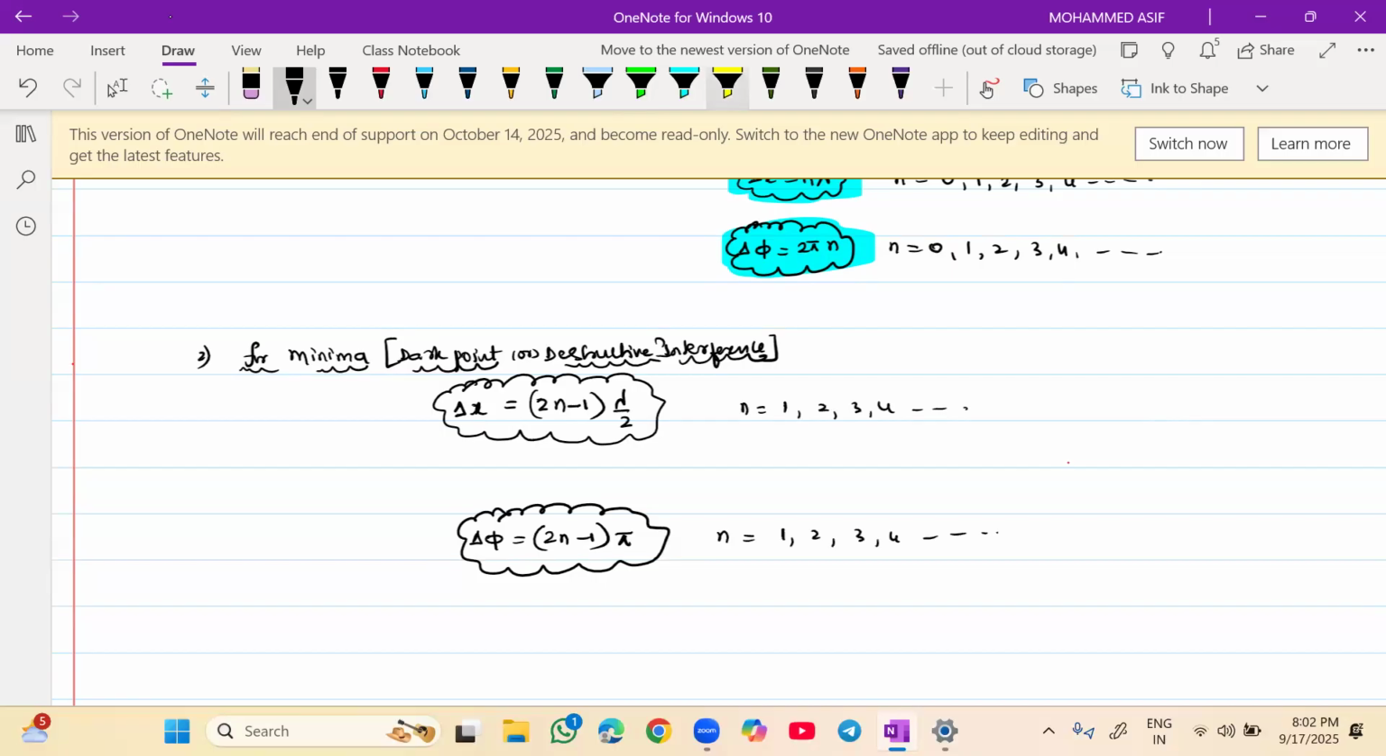So what is the path difference for minima, which is also called the dark point or destructive interference? For this, delta x is equal to (2n minus 1) into lambda by 2, and phase difference will be equal to (2n minus 1) into pi. Here the n value starts from 1, 2, 3 but not from 0. In some books, it can also be written as 2n plus 1. If I'm taking plus 1, you start from 0. If I'm taking minus, you start from 1, sorry.